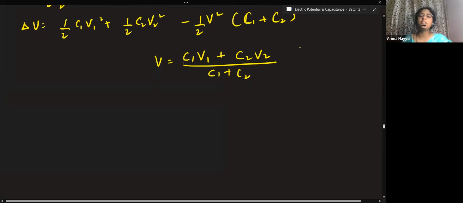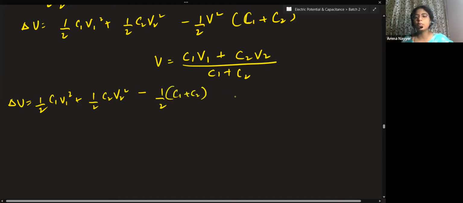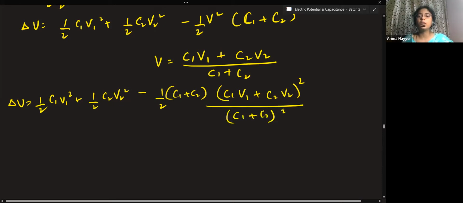Now we just have to put this whole value in terms of V. So V is this, and V square will be the square of this. So delta U will be half C1 V1 square plus half C2 V2 square minus half, and we are putting in the whole value, C1 plus C2 times C1 V1 plus C2 V2 whole square divided by C1 plus C2 whole square. What did I do? I just squared the value of the common potential to get V square. Now see, C1 plus C2 is getting cancelled by this.